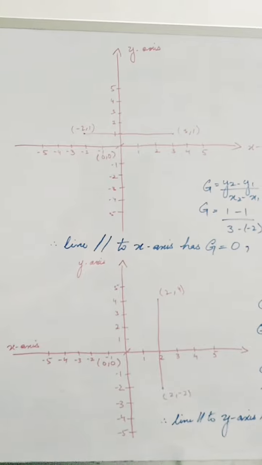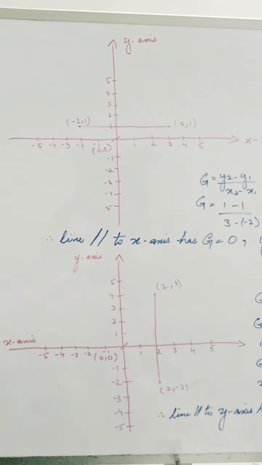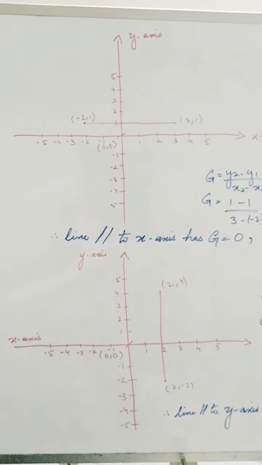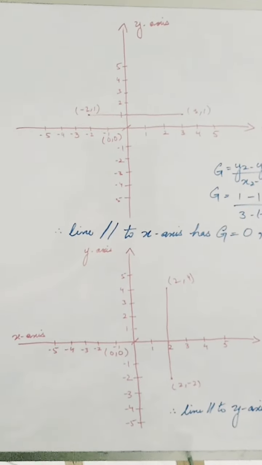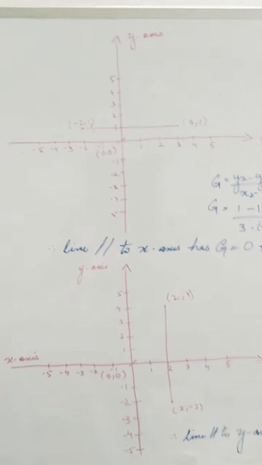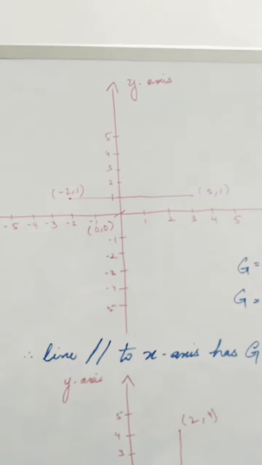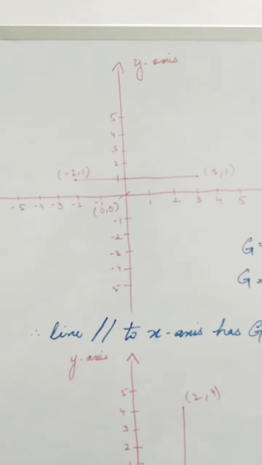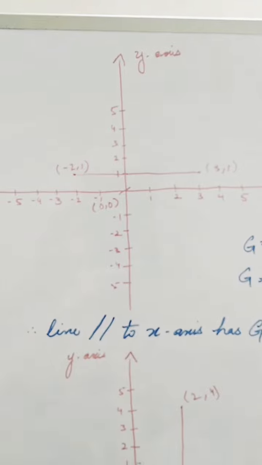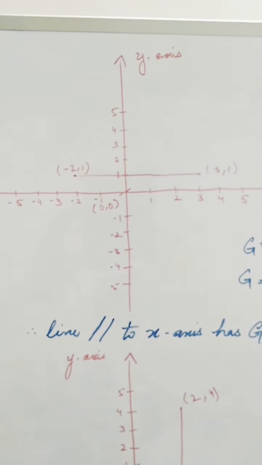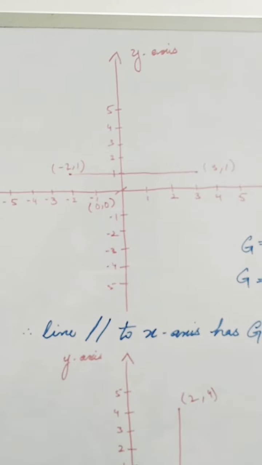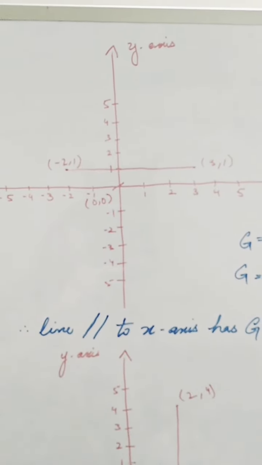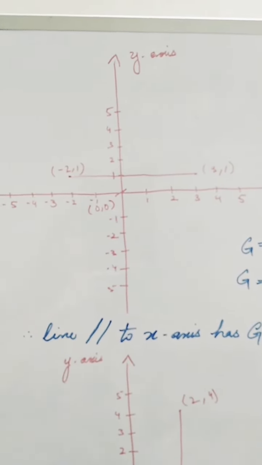Now look at the lines over here, in which one is passing through the y-axis and the other is passing through the x-axis. Now first look at the line which is passing through the y-axis. If we look at it carefully, we come to know that the coordinates for this line are (-2, 1) and (3, 1), which means it has the same y coordinates.